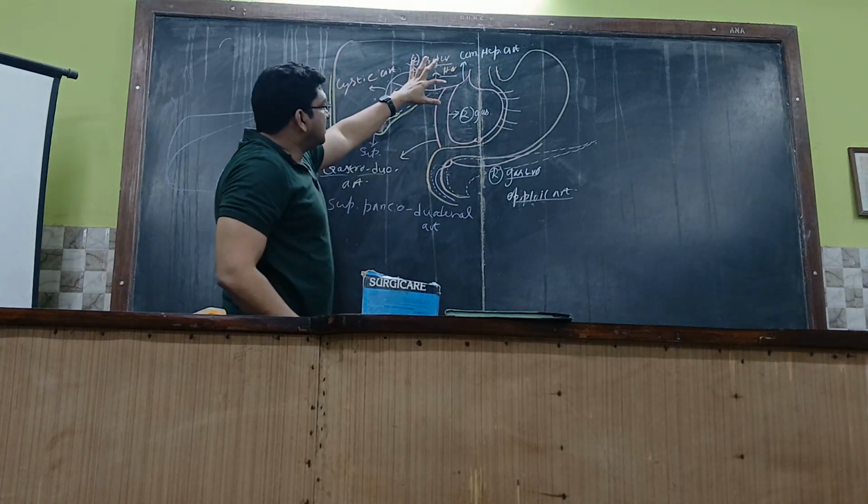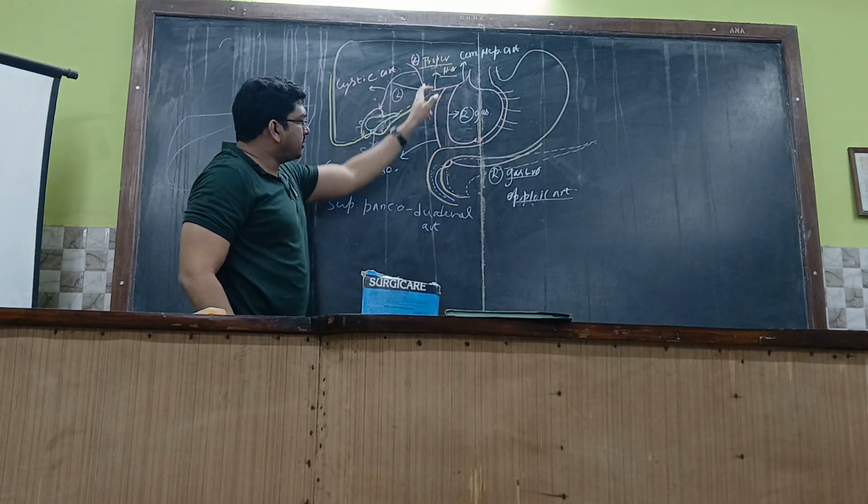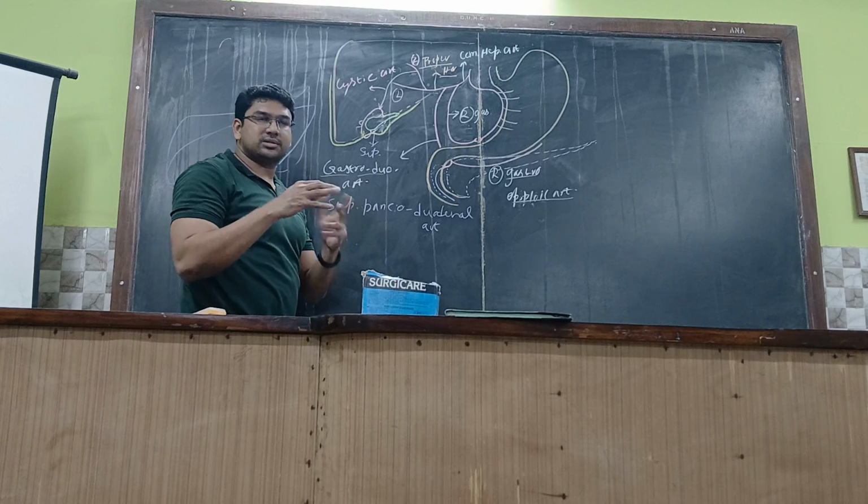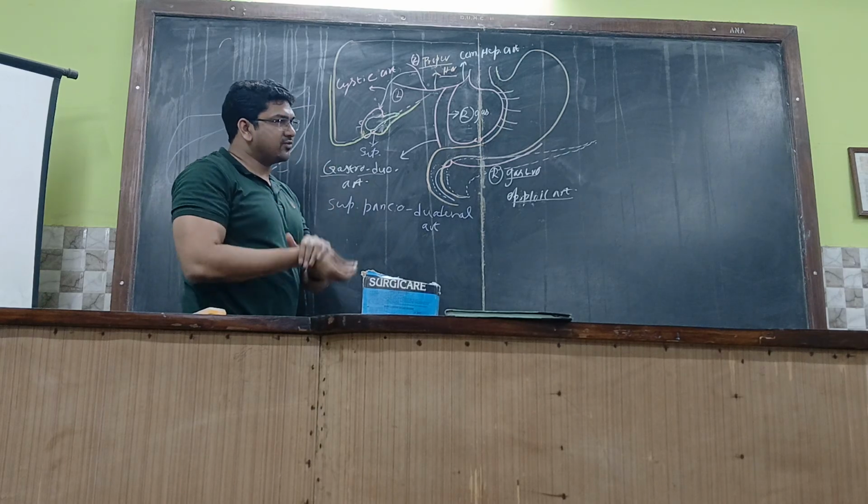Sometimes the common hepatic artery or proper hepatic artery will give rise to one of the posterior superior pancreaticoduodenal arteries. It is some sort of anomaly. Many anomalies will be there.